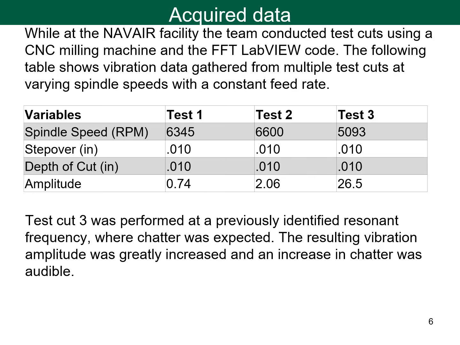While at the Navier facility, the team conducted test cuts using a CNC milling machine and the FFT LabVIEW code. The following table shows vibration data gathered from multiple test cuts at varying spindle speeds with a constant feed rate. Test cut 3 was performed at a previously identified resonant frequency, where chatter was expected. The resulting vibration amplitude was greatly increased, and an increase in chatter was audible.